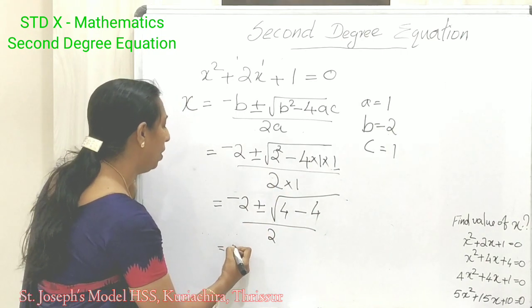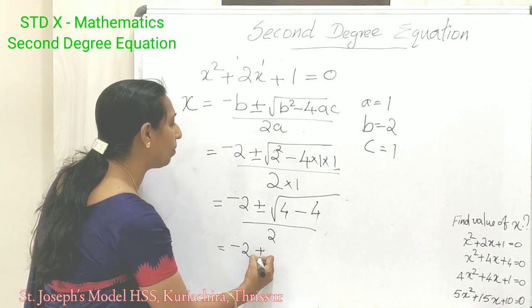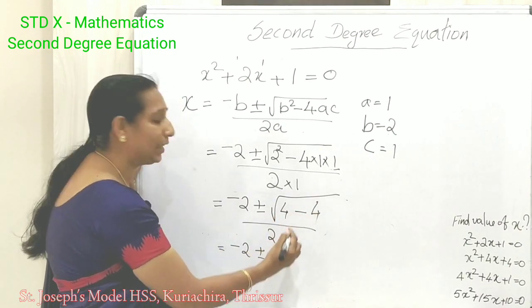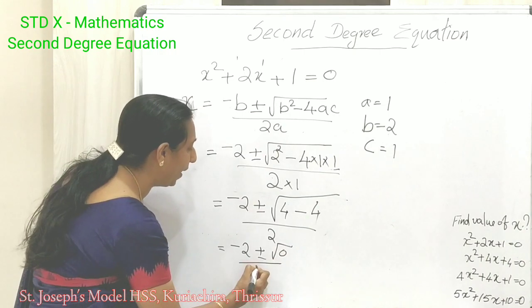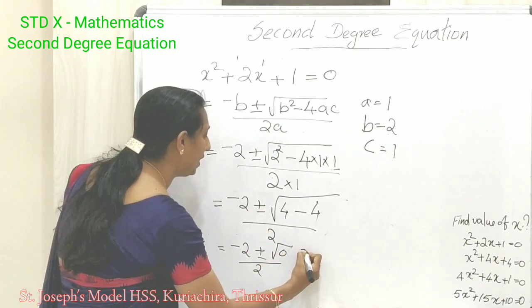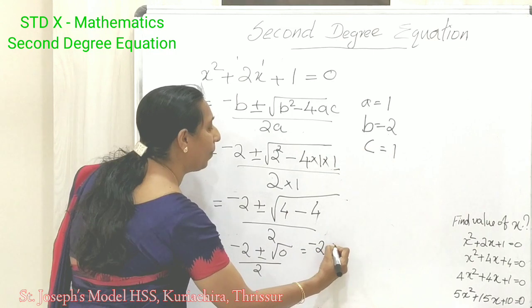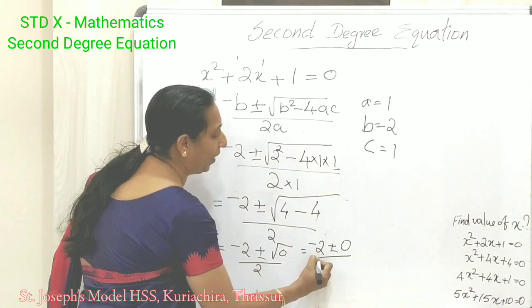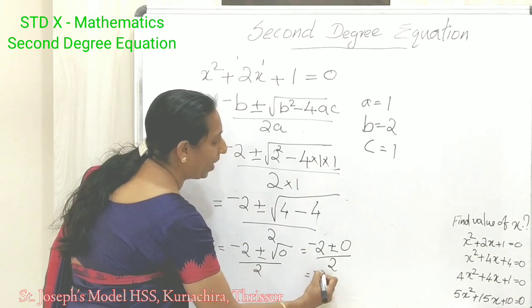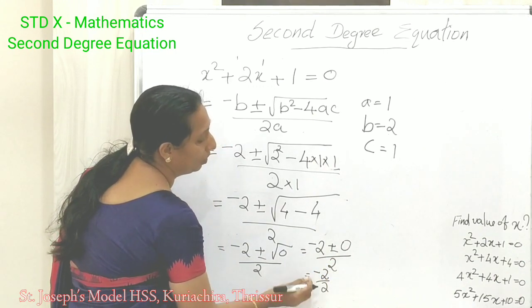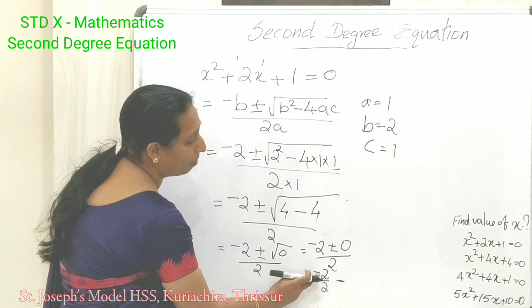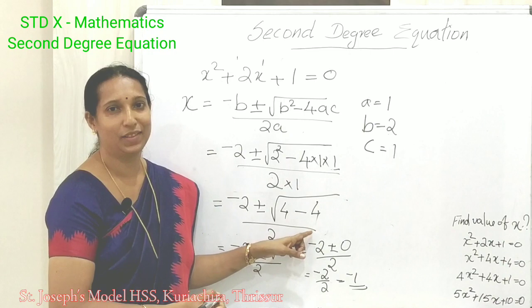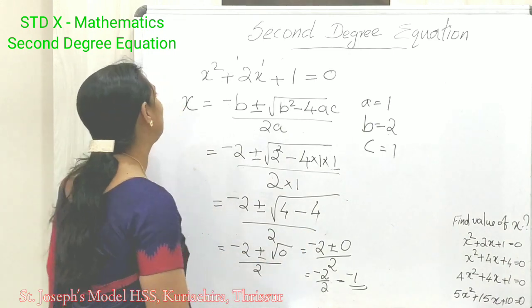That is equal to minus 2 plus or minus root of 4 minus 4, that is equal to 0, all divided by 2. Here, that is equal to minus 2 plus or minus root 0. The value of root 0 is equal to 0, divided by 2. Here, minus 2 by 2, that is equal to minus 1. This is the value of x. Okay. The next problem.